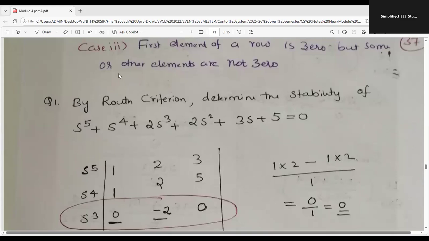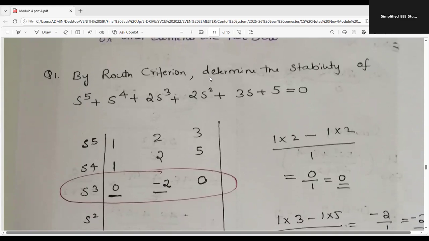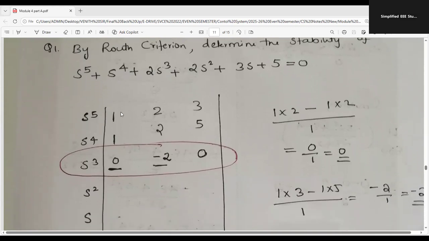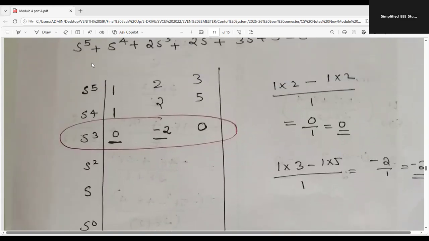As you can view, the first element of a row is 0, but some other elements are non-zero. So here is an example. By Routh criterion, determine the stability of s to the power 5 plus s to the power 4 plus 2 s to the power 3 plus 2 s to the power 2 plus 3s plus 5 equals 0. It's a characteristic equation. First and foremost, as usual, we need to formulate the Routh array. The highest order is s to the power 5, and the lowest order is s to the power 0. Mark these at the beginning on the extreme left side.